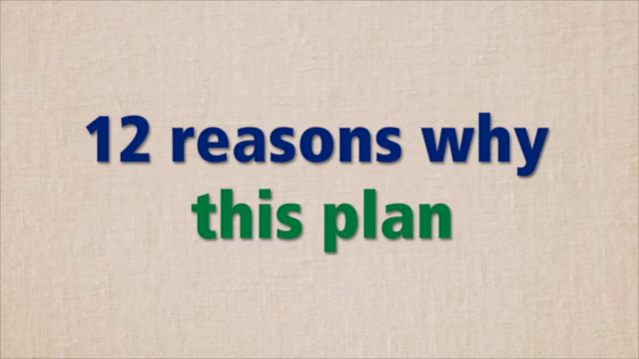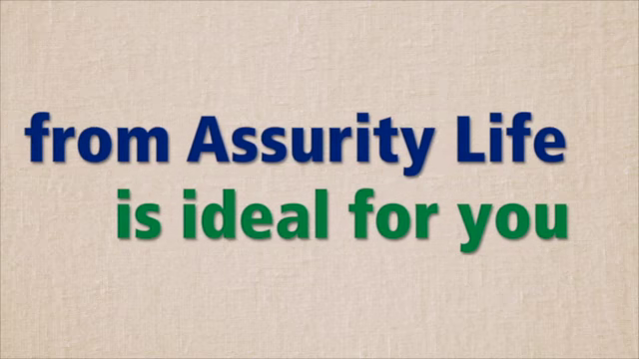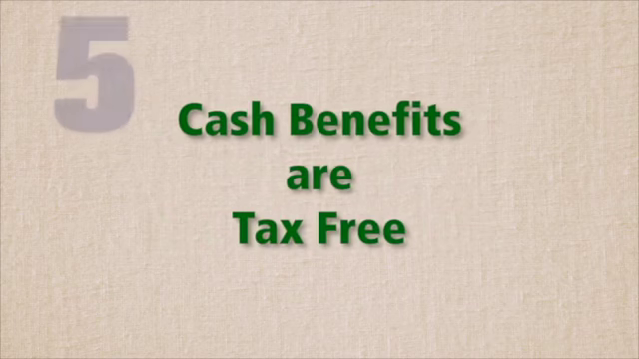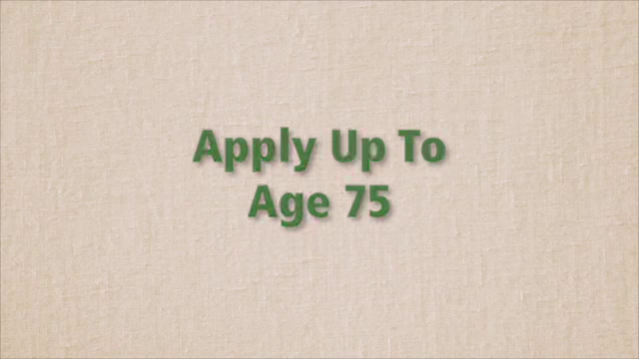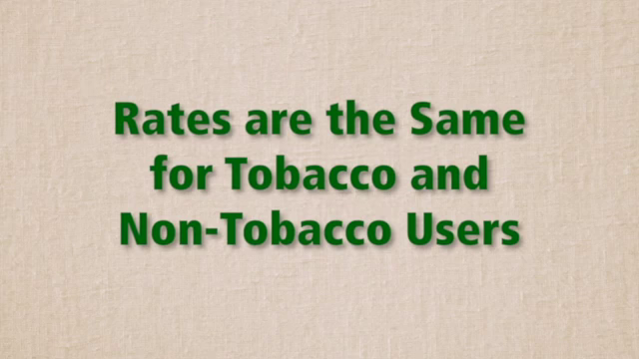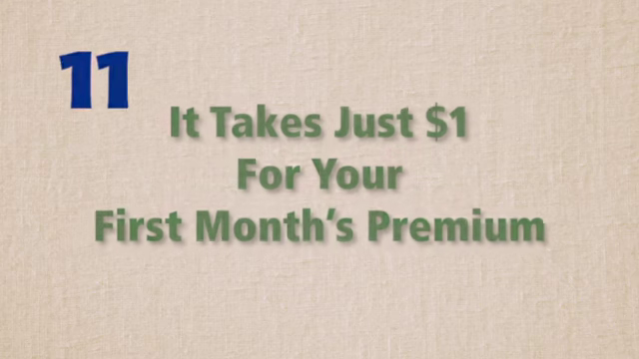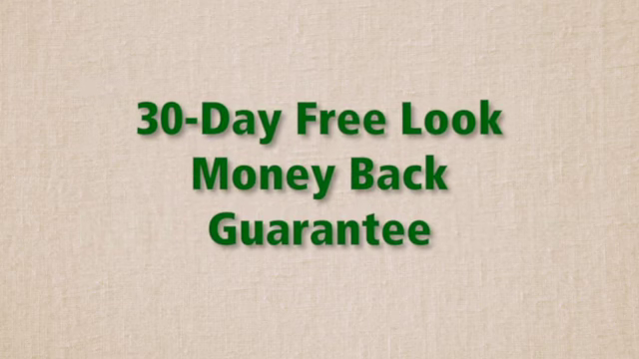So let's review 12 reasons why this plan from Assurity Life is ideal for you. Guaranteed acceptance. No medical exam. You cannot be canceled. You get fixed premiums for the rest of your life. The cash benefits are tax-free. Apply up to age 75. Rates are the same for tobacco and non-tobacco users. You get immediate coverage. You build cash value. Family and friends can apply too. All it takes to get you started is $1 for your first month's premium, and you have a 30-day free look money-back guarantee.